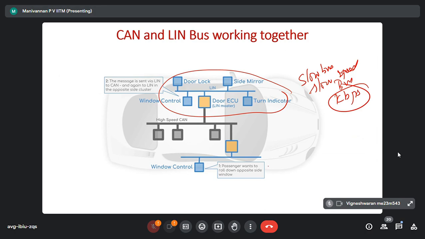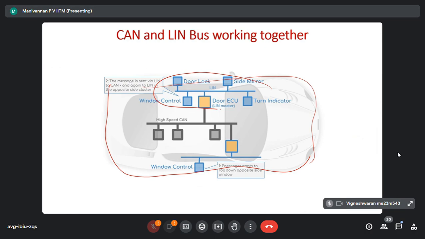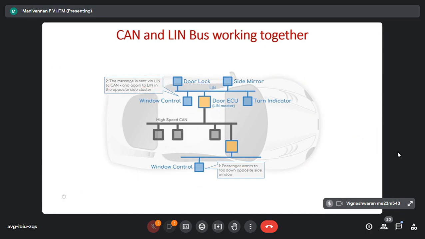But you have a high speed CAN bus. In your vehicle, please see that the figure itself shows that this is the vehicle, car. I took it from the internet, it's not my diagram. So there's a low speed bus, LIN bus. What all is connected? Door lock, side mirror, turn indicator, window control. Each one is one LIN node, one ECU. These can be implemented in an 8-bit microcontroller, $1, $2. I'm talking cost wise.